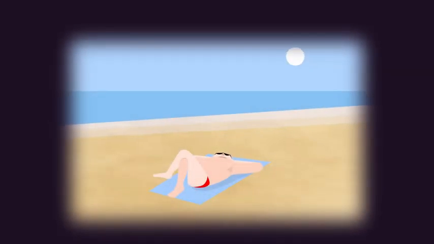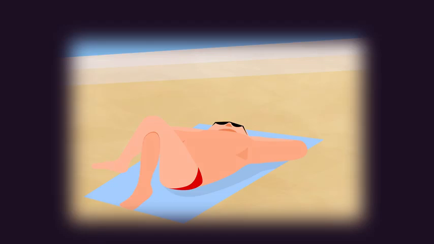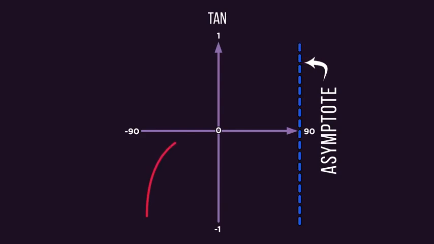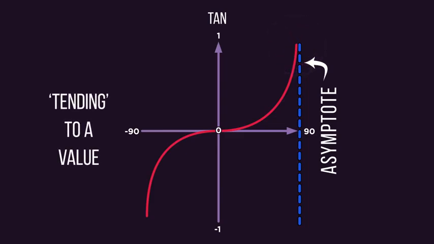Another example is tan. The tan graph looks like this. At 90 degrees, we call the answer undefined. The graph gets closer and closer, but never actually touches 90 degrees. We call this trending to a value. The graph approaches an asymptote.